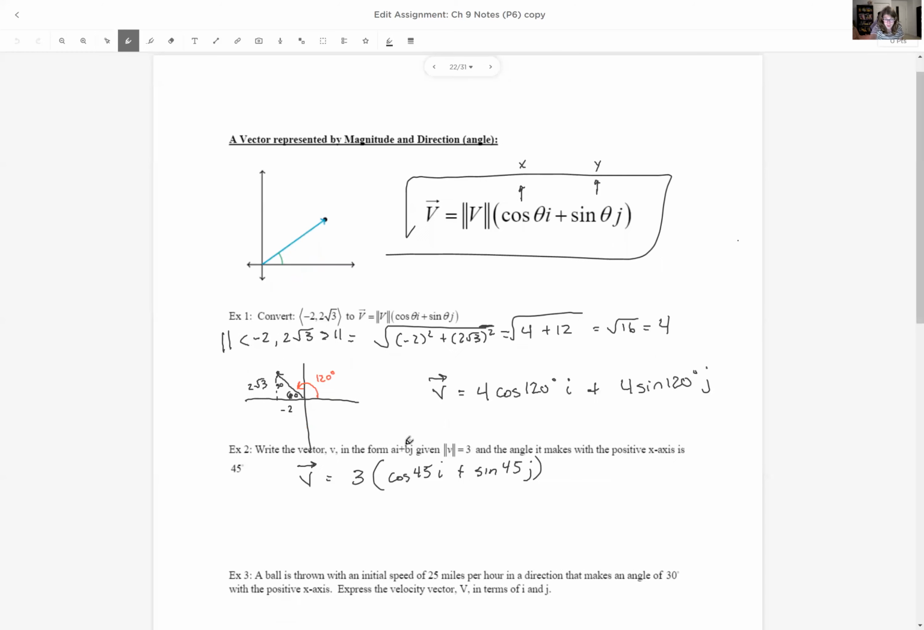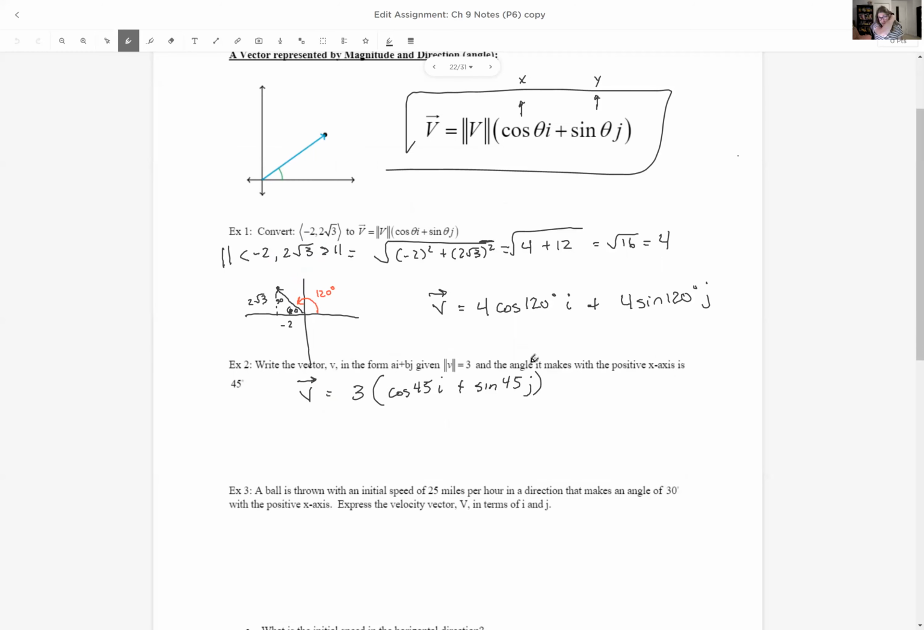We know how to evaluate cosine of 45 degrees and sine of 45 degrees. That's our pi over 4, so we're thinking unit circle. So this is 3 times the square root of 2 over 2 i plus sine of 45 is the same thing, square root of 2 over 2 j, giving us our vector 3 square root of 2 over 2 i plus 3 square root of 2 over 2 j. So this vector makes a 45-degree angle with the positive x-axis and is 3 units long.